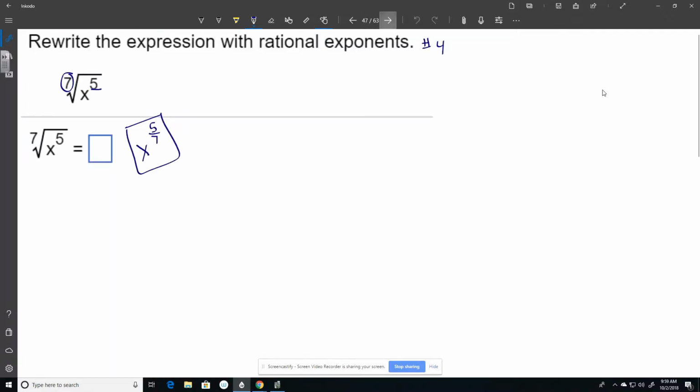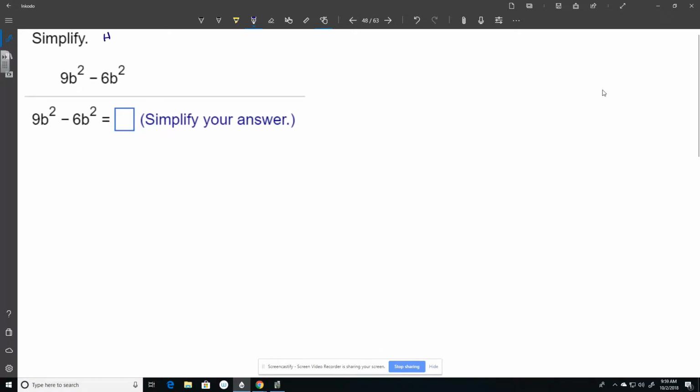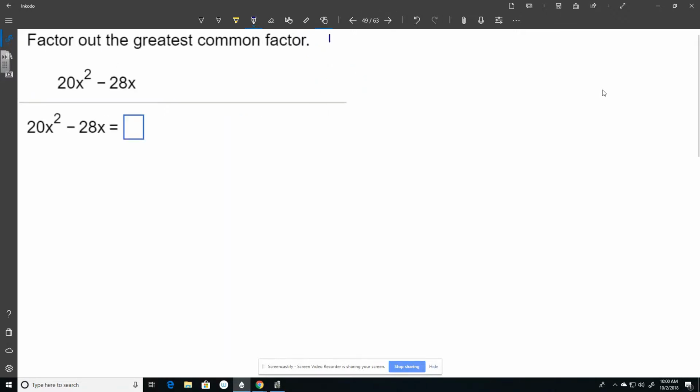Number 5. Simplify. 9b squared minus 6b squared. Well, if I have 9b squareds and I'm minusing 6b squareds, that's just like saying 9x minus 6x or saying 9 minus 6. I have 9 of them. I'm subtracting 6, so I'm left over with 3b squareds. And that would be my answer. Okay, number 6. Hopefully your test goes pretty quick here.